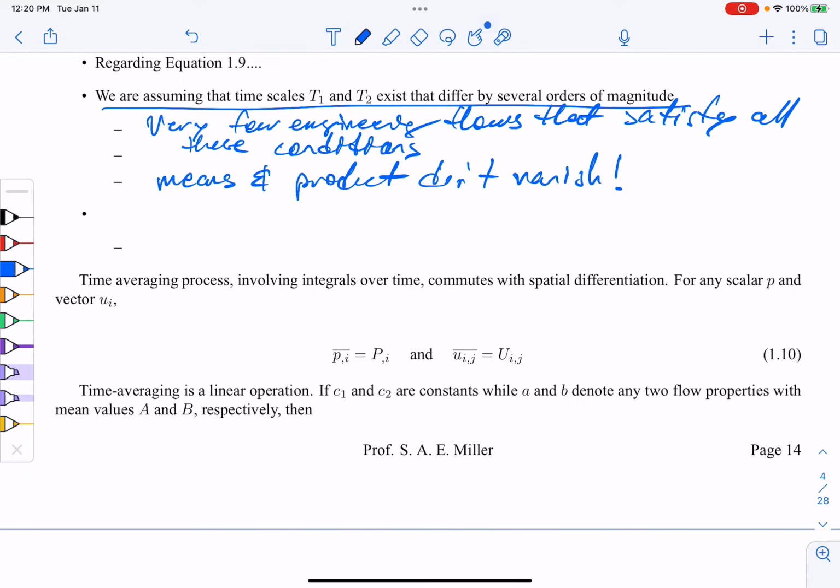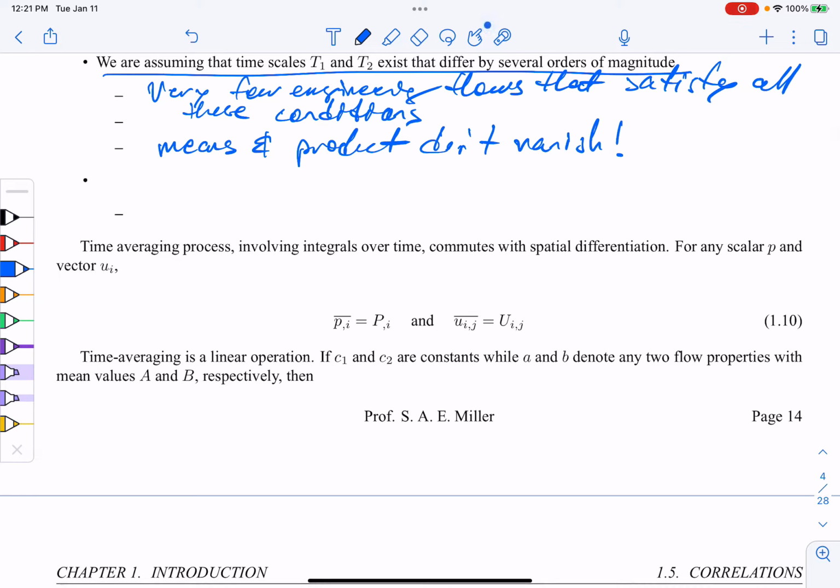Now, let's try and look at some properties of averages. I want to introduce these properties of averages because we're going to use them to take the Navier-Stokes equations and do Reynolds averaging to introduce the closure problem. So this is sort of setting up the major problem of turbulence in the whole field.